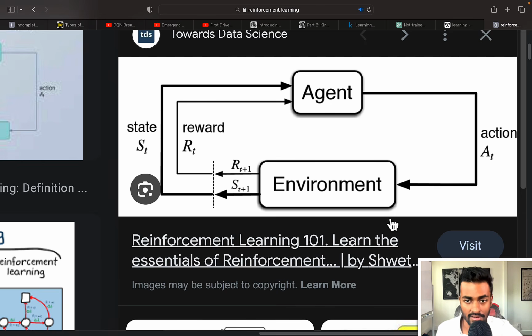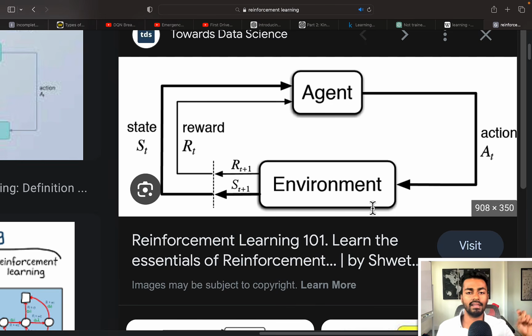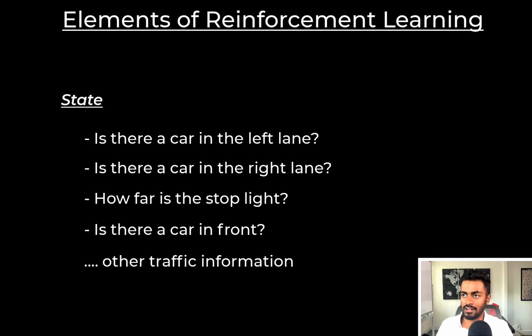The environment here is traffic, and each instantaneous point in the environment is known as a state. So for example, a single snapshot of the environment, which is the state, can be represented by: what are the cars in the next lane? What are the cars in the right lane? How far is a stoplight? Is there a car in front of you? Along with much other information that we can capture with traffic.